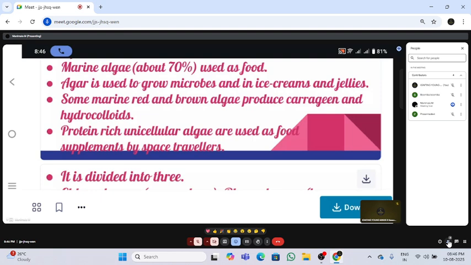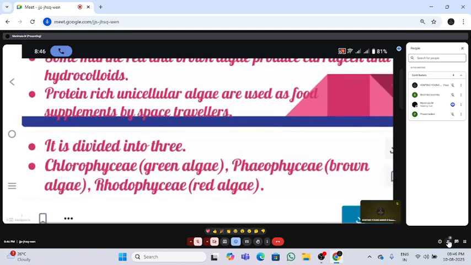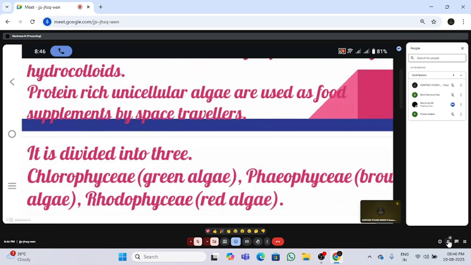And the next one, iodine, is obtained from the brown algae Laminaria, Fucus and Polycystis. Apart from that, for space travelers, SCP, single cell protein, from Chlorella and Spirulina, is used as food. It is also the source of oxygen for the astronauts in prolonged space travels.